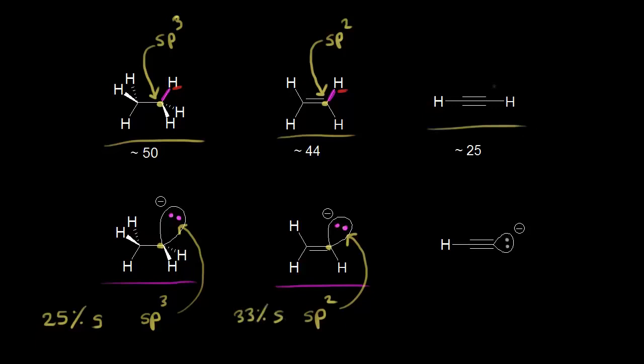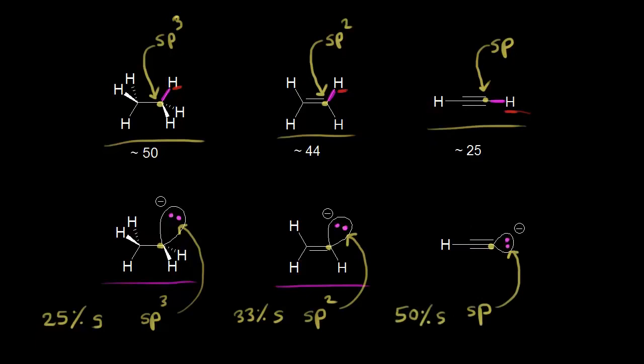Finally, we have acetylene. This carbon in acetylene is sp hybridized. So if acetylene donates this proton, then these electrons are left behind. So the electrons in magenta are these electrons, and this carbon is sp hybridized. So the electrons in magenta occupy an sp hybrid orbital. An sp hybrid orbital is 50% s character. So this is 50% s character.